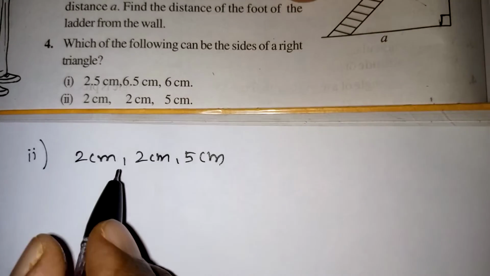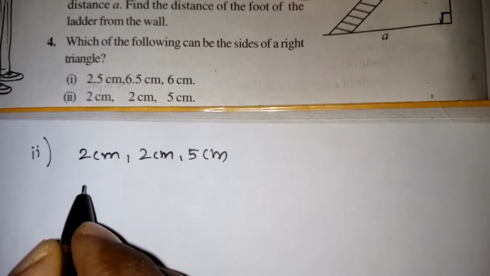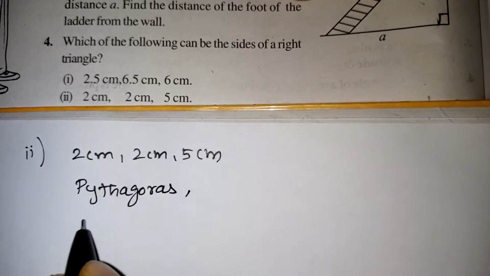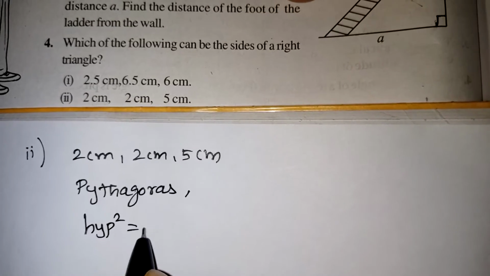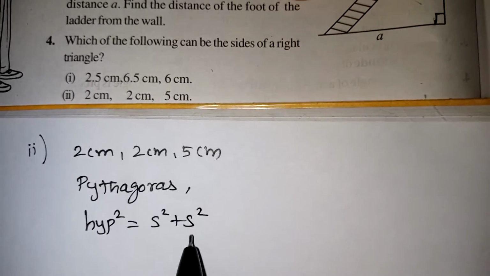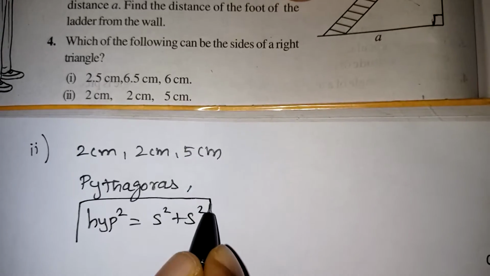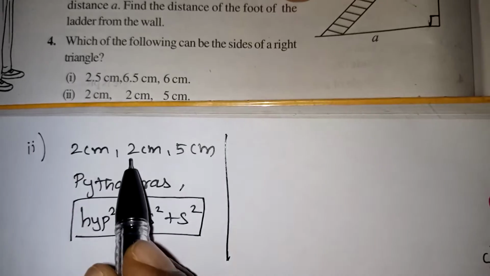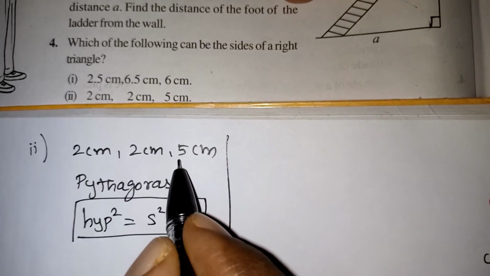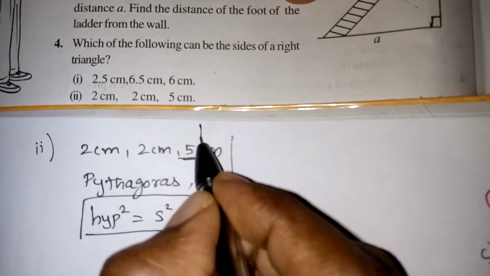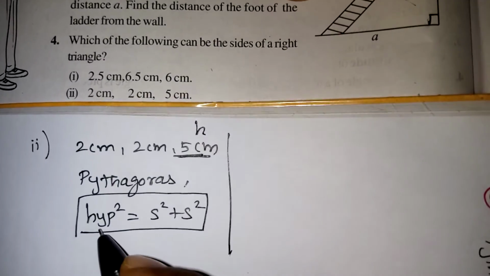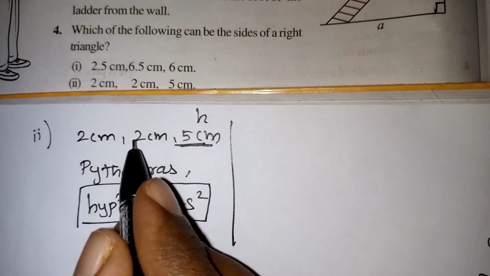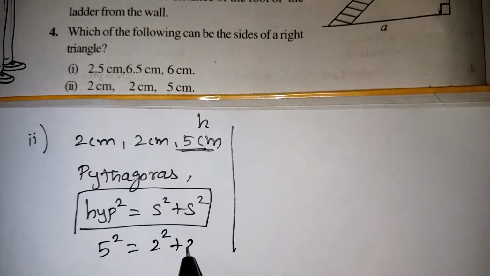If it is a right angle triangle, definitely this should satisfy the Pythagoras theorem. So under Pythagoras theorem, we can say that hypotenuse squared should be equal to side squared plus side squared. This we know already. Now if it is satisfied, it forms a right angle triangle, otherwise it's not. Now 2, 2, 5, which is a big number, we have to identify. 5 is a big number. So definitely this should be taken as the hypotenuse value. So in the place of hypotenuse, we can write 5 squared. Other two sides are 2 squared and 2 squared. So 2 squared plus 2 squared, we can write it.